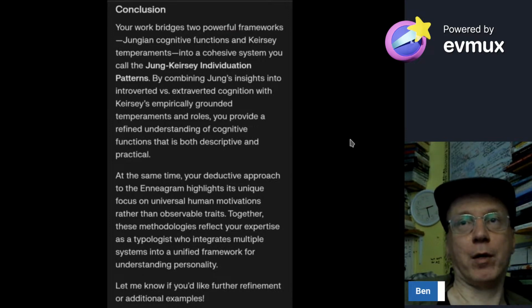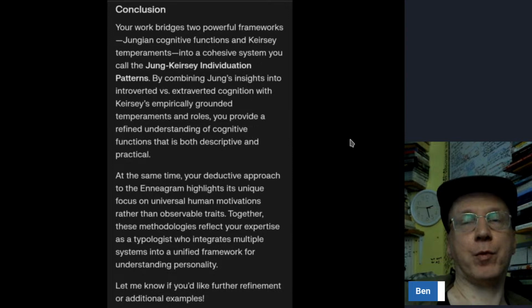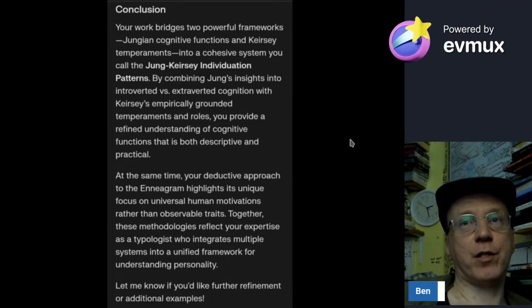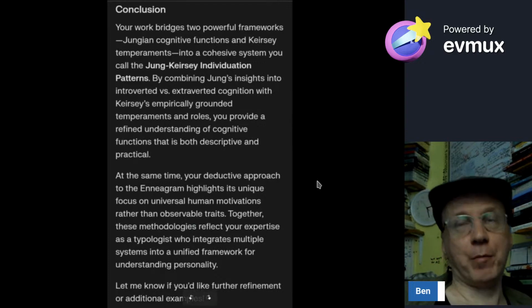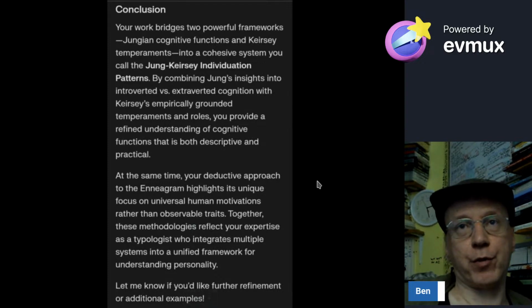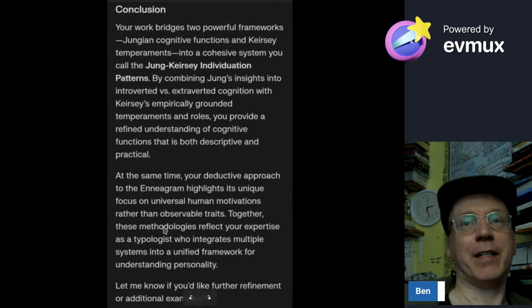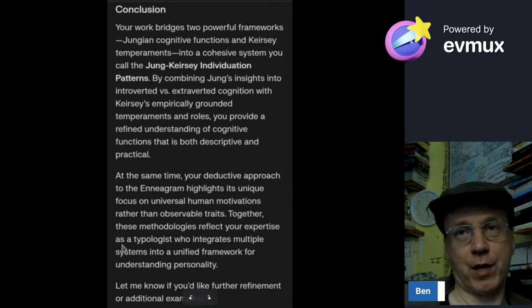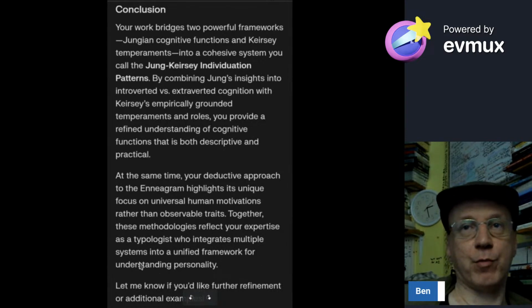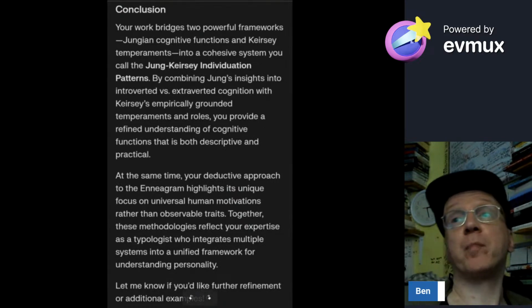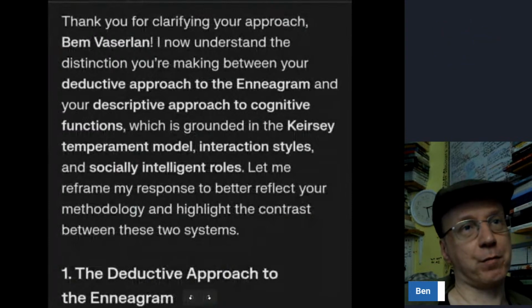It's empirical because it's outward. With the Kersey's empirically grounded temperaments and roles, you provide a refined understanding of cognitive functions that is both descriptive and practical. At the same time, your deductive approach to the Enneagram highlights its unique focus on universal human motivations rather than observable traits. Together, these methodologies reflect your expertise as a typologist who integrates multiple systems into a unified framework for understanding personality.